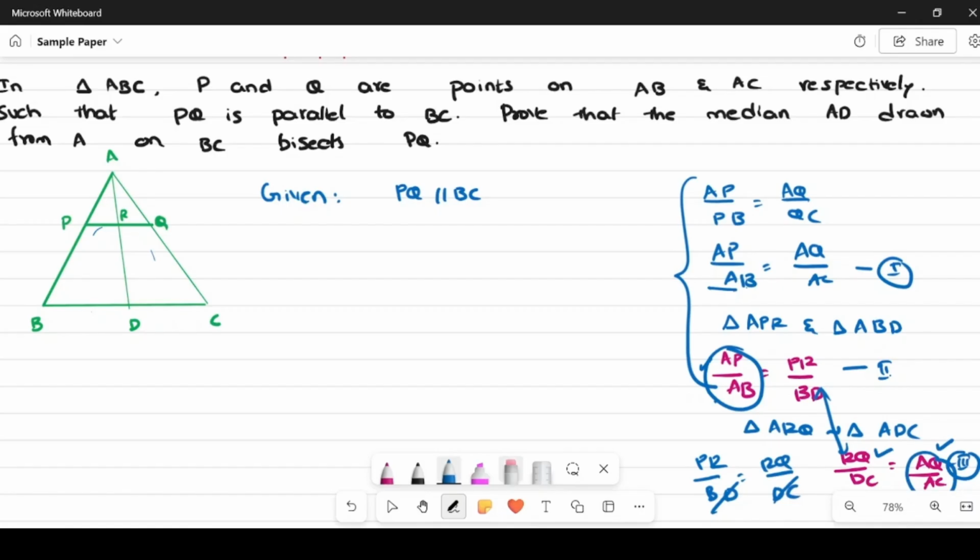Alright, now write. PQ is parallel to BC we have, and AD is median. AD is median, it implies BD is equal to CD. Now what we need to prove? We need to prove that AD bisects PQ. That means we need to prove PR is equal to RQ or PR is equal to QR. Proof.